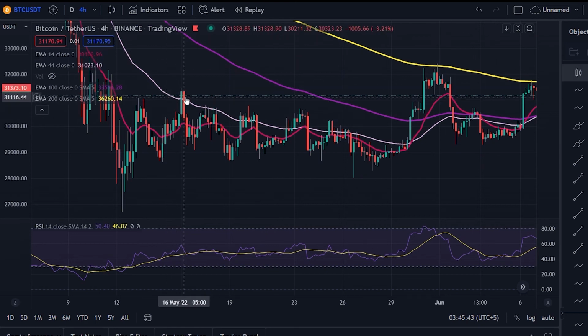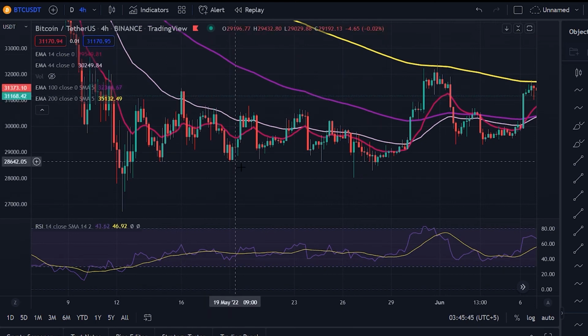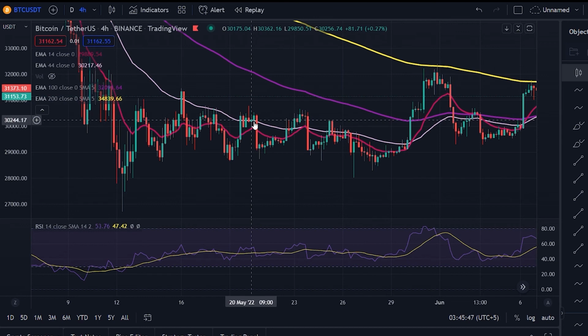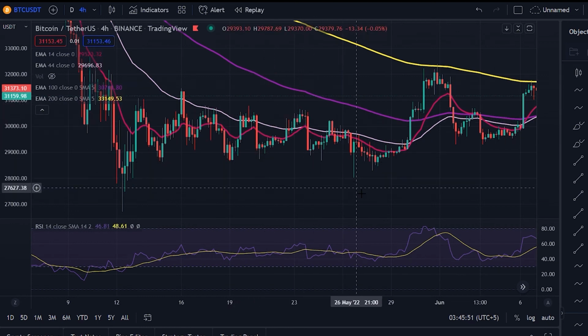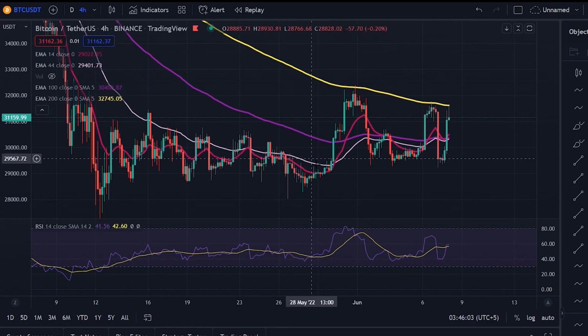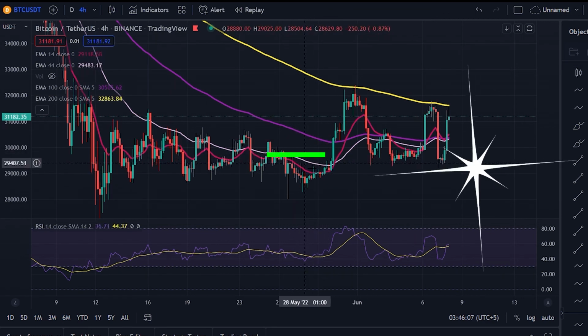On the 44 EMA over here, it went down. Again, on the 44 EMA over here, it went down. Again, near the 44 EMA, it went down. But Bitcoin can also end up converting these minor resistances into good support.